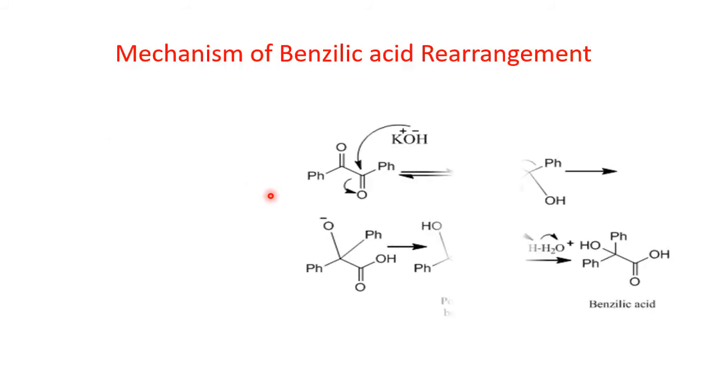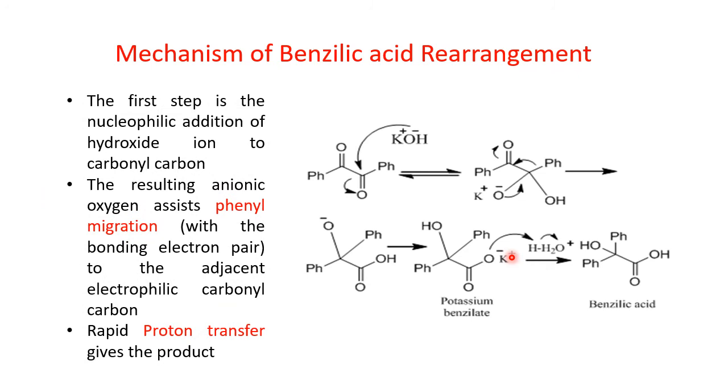Now the mechanism of benzilic acid rearrangement. This is the mechanism which is shown here. So here you can see the first step is the nucleophilic addition of hydroxide ion to carbonyl carbon. This is your benzil and potassium hydroxide is attacking on it. So this C double bond O, this carbon is electrophilic, these electrons migrate here, oxygen becomes negative, so K plus attacks on oxygen and OH minus attacks on carbon. So you get this species.